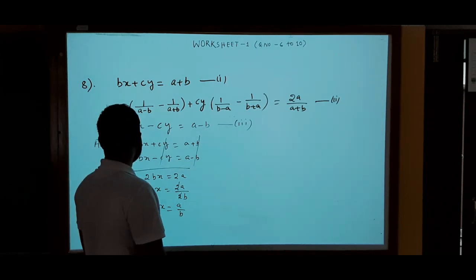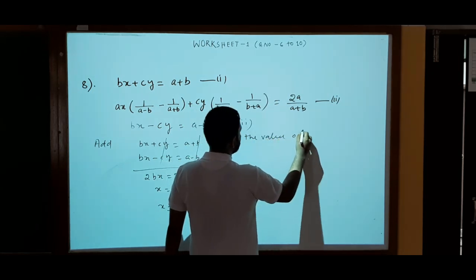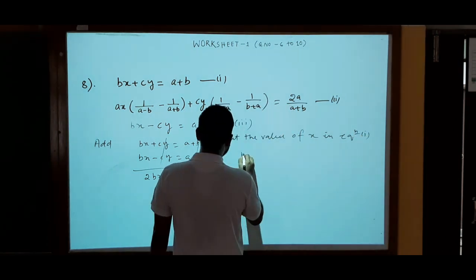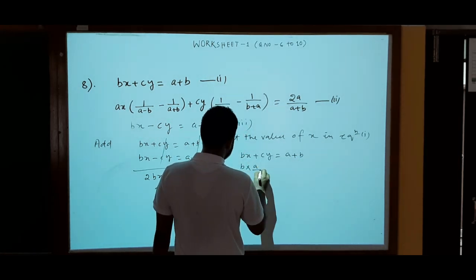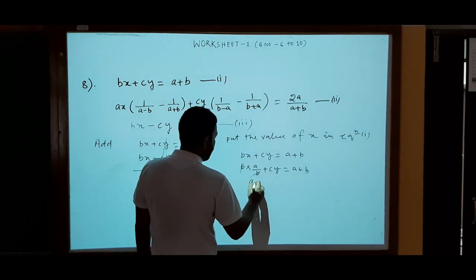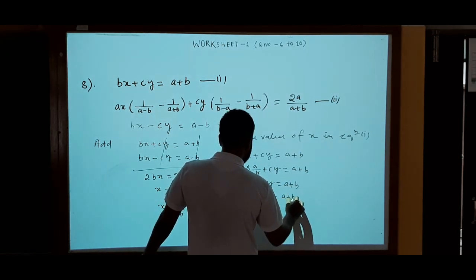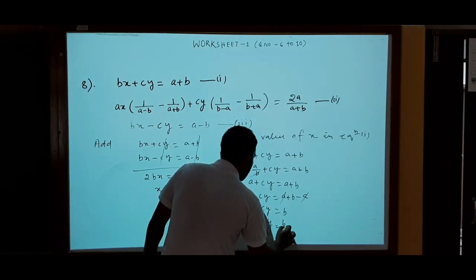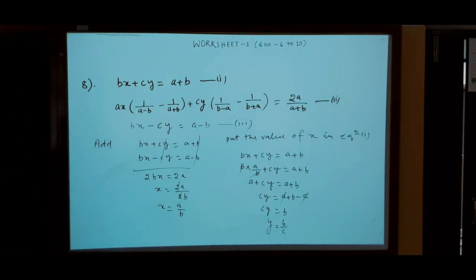Now put the value of x in any equation. In equation 1, put the value of x in equation 1, right? So bx plus cy equal to a plus b. Bx value is a upon b, plus cy equal to a plus b. Cancel. So a plus cy equal to a plus b. So cy equal to a plus b minus a. Cancel. So cy equal to b, then y equal to b upon c. So x value is a upon b, y value is b upon c.